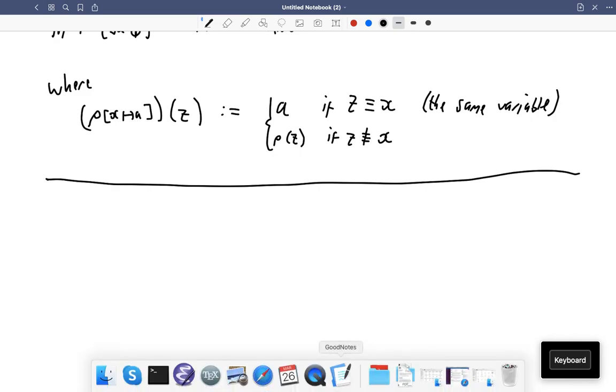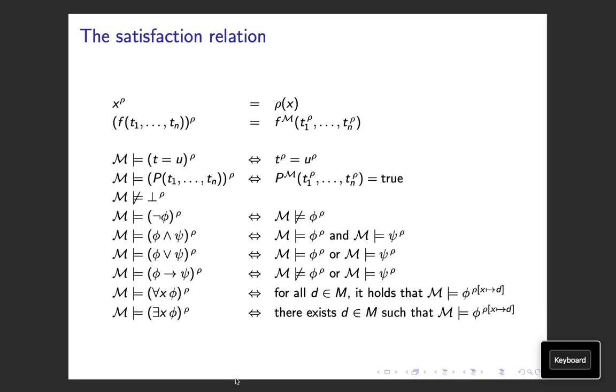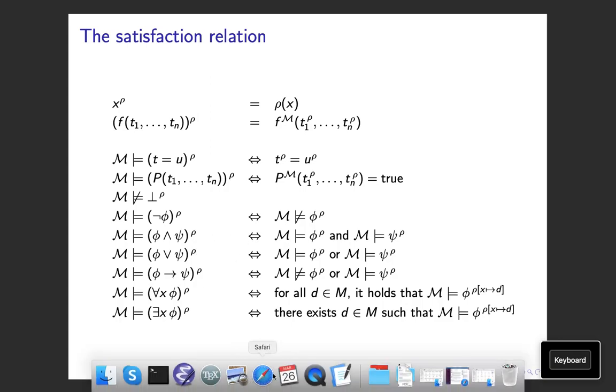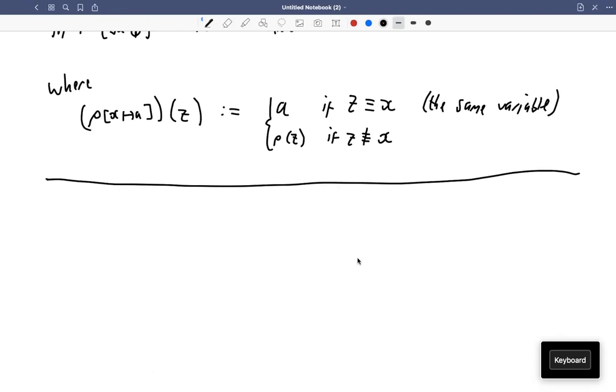Just to say, if we go here, I do have the satisfaction relation written out also in LaTeX on a separate slide. So I shall upload this to the course web page. So here you've got it written out nice and neatly, and it's also got the missing cases in. So let's go back now to the notes.